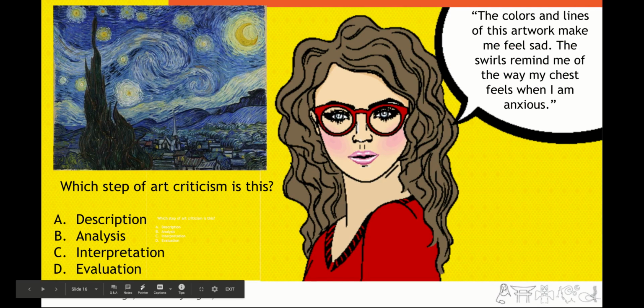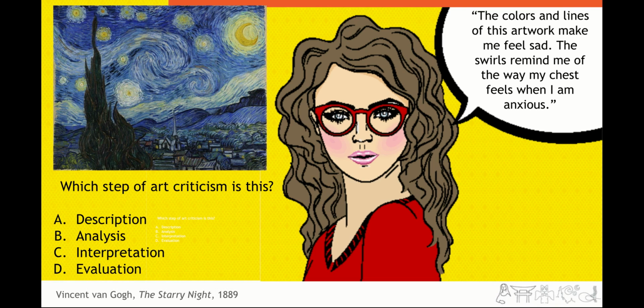Okay, let's try another artwork that maybe you've seen before. The colors and lines of this artwork make me feel sad. The swirls remind me of the way my chest feels when I am anxious. Which step of art criticism is this? Description, analysis, interpretation, evaluation?